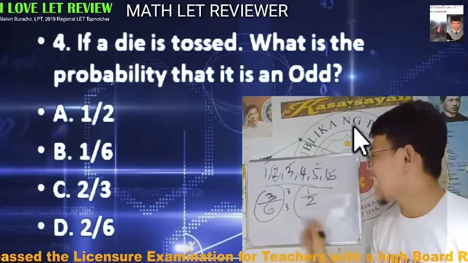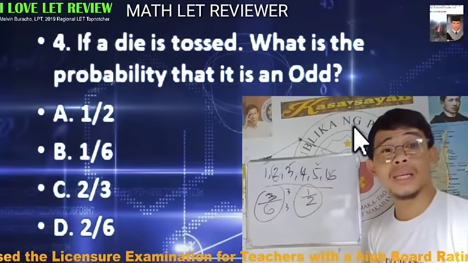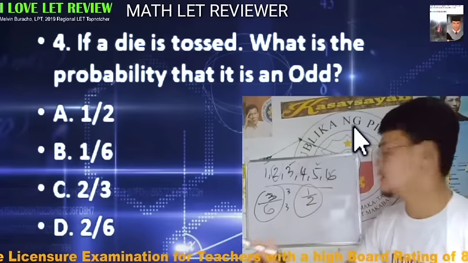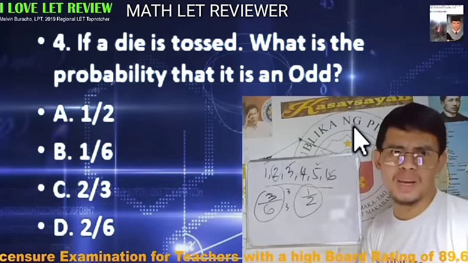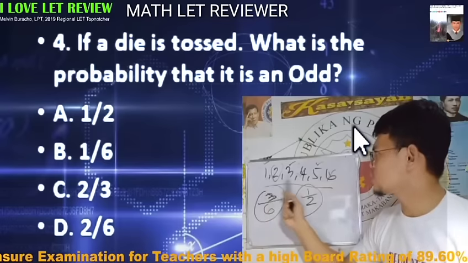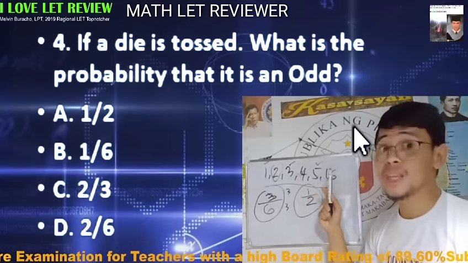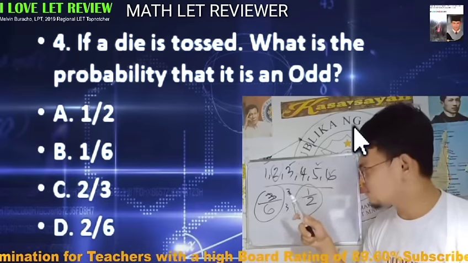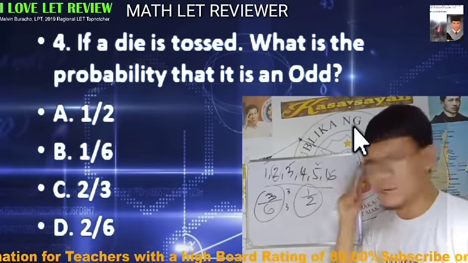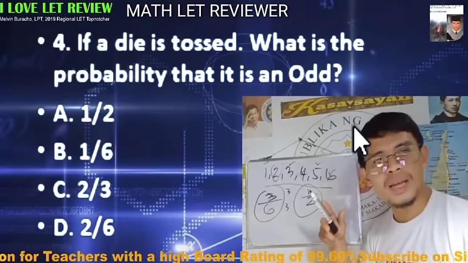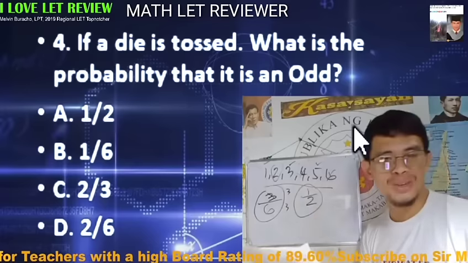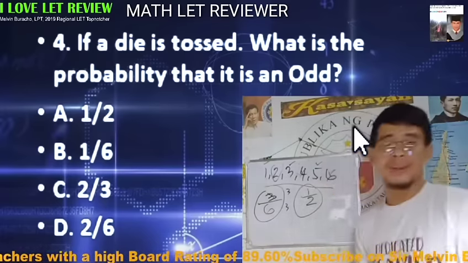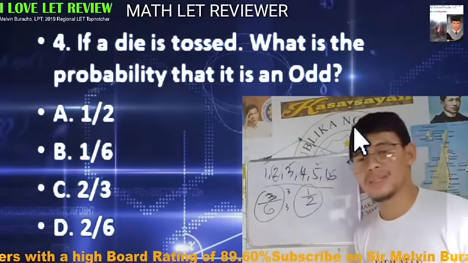Therefore, 1/2 is the probability that an odd number will come out when you toss a die. Did you get the point? Of course, you can just do that by mere inspection. 1, 2, 3. There are 3 out of 6 possibilities. But I cannot find 3 over 6 in the choices, so I have to reduce 3 over 6. Is this equal to 1/2? Yes. Therefore, you are just telling yourself that you are correct. So which do you think is the correct answer? It's letter A. Number 4 is letter A.